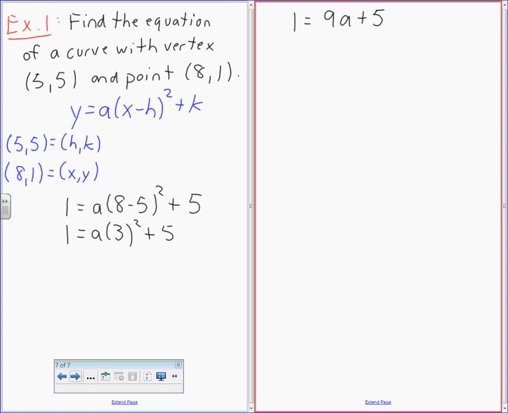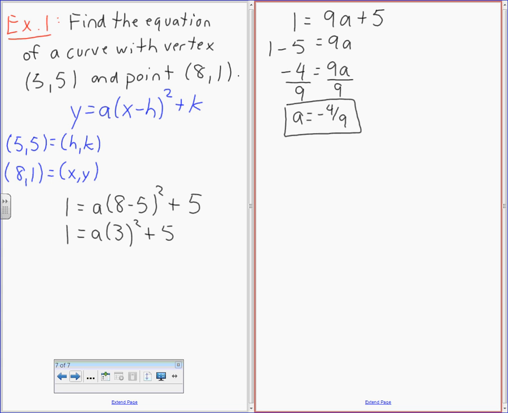Can you solve for a, please? What do you think next? Good. So we'll divide like that. So a equals negative 4 over 9. I hope you guys got the same thing.